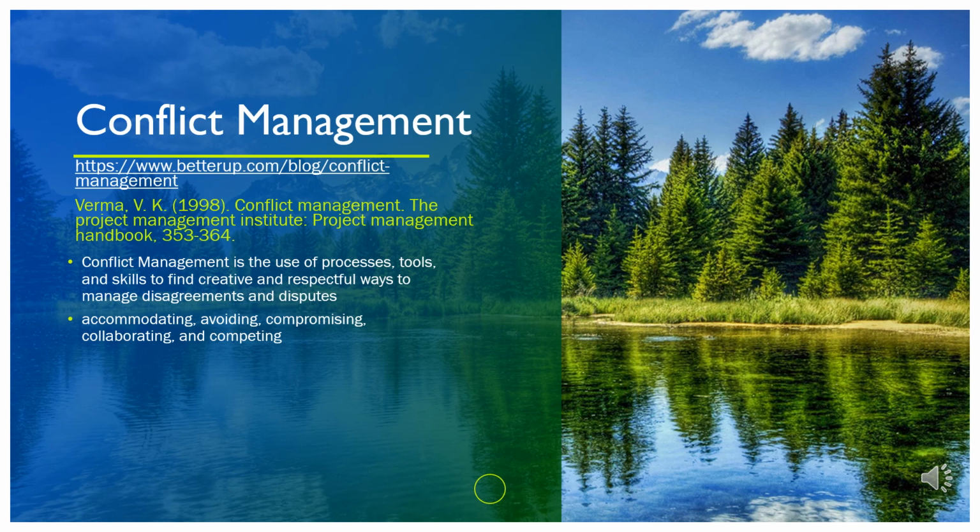With the blog, it was talking about how conflict management is a use of processes, tools, and skills to find creative and respectful ways to manage disagreements and disputes within the workplace. And five examples or rules to go about that would be accommodating the individual, avoiding the conflict, compromising, collaborating, and being very competent in what you're talking about.